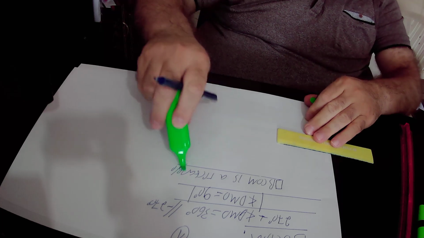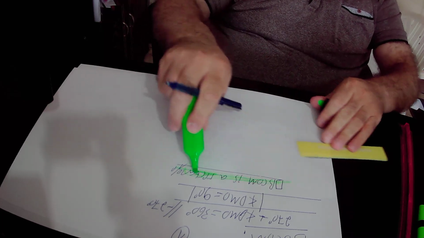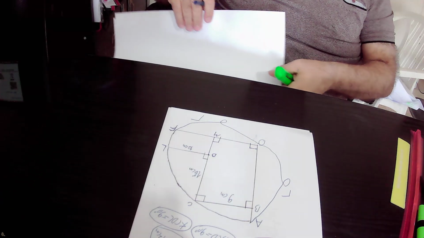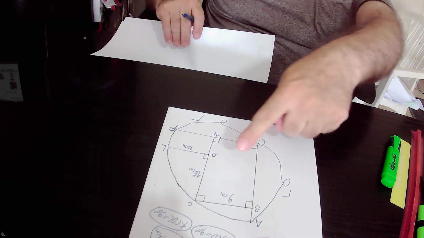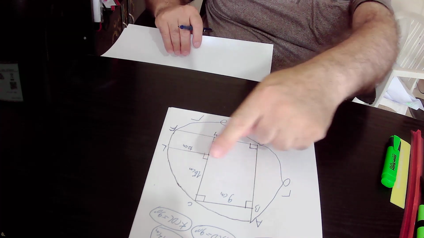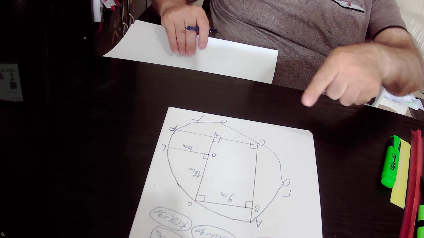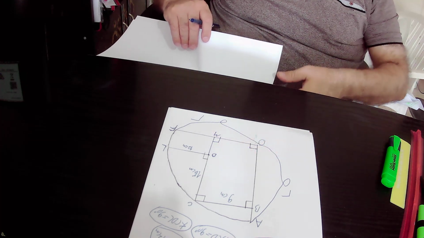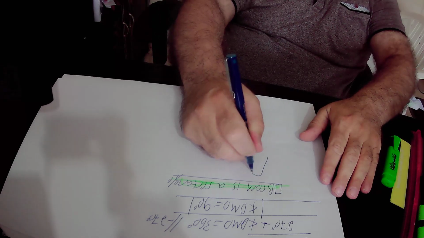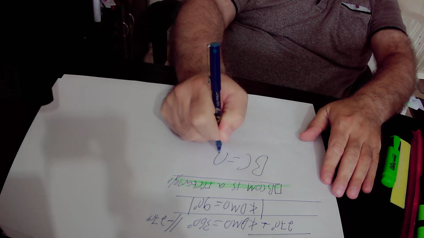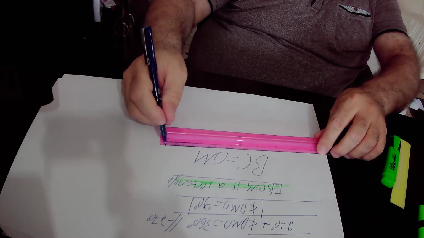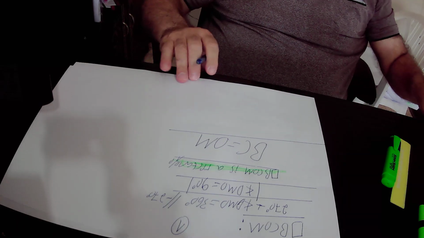And we also know that the opposite sides of a rectangle are equal to each other. That is to say, the opposite sides of rectangle BCOM are equal to each other. It means that BC equals OM. Side BC equals OM in rectangle BCOM. According to the rule that the opposite sides of a rectangle are equal to each other, BC equals OM.